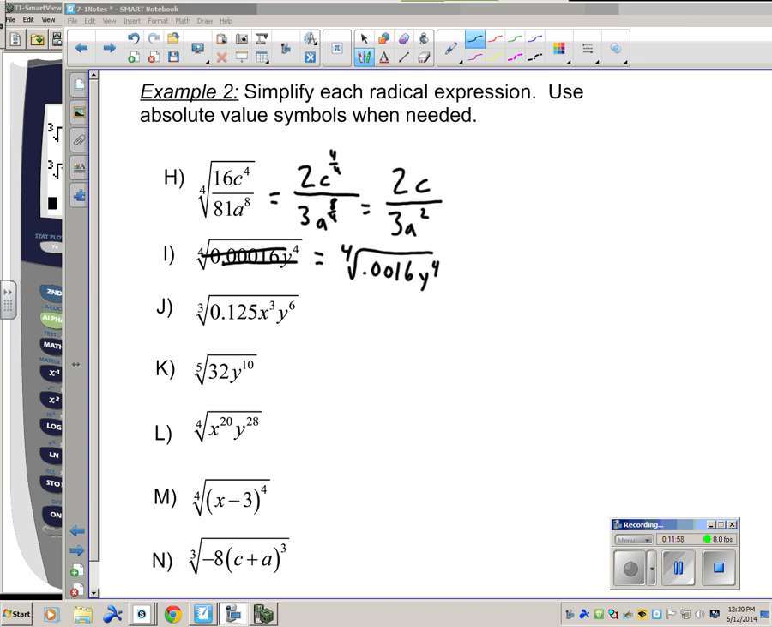All right, so I figured out it was wrong. I had the wrong problem up there. So it's supposed to be the fourth root of 0.0016. So we end up getting 0.2, y to the 4 divided by 4, which becomes 0.2 times y.